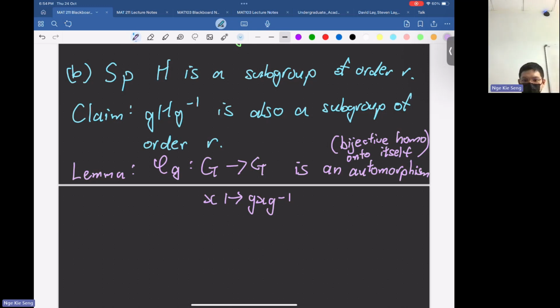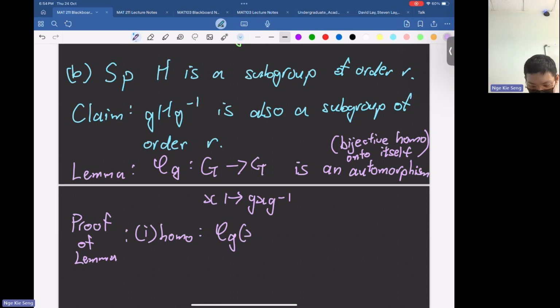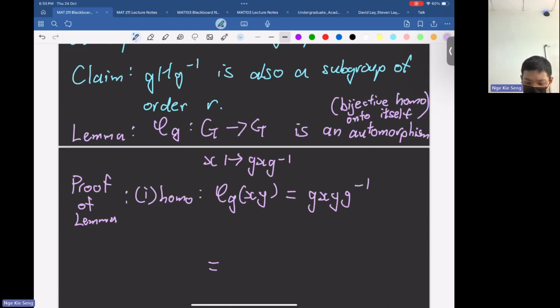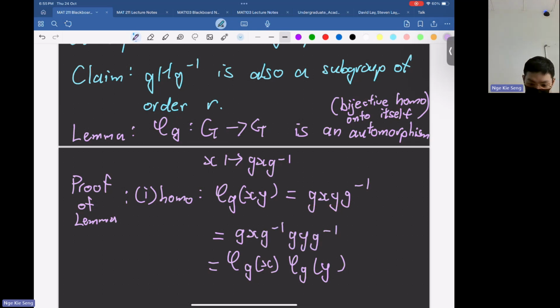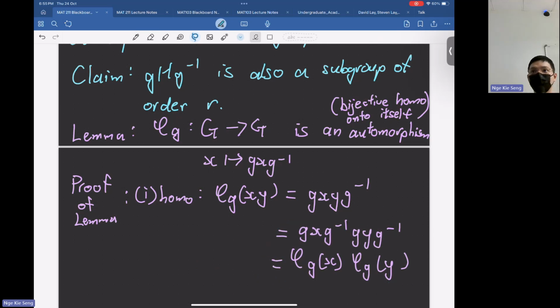Is the homomorphism easy to check? Keep it in your head. Let's check phi g of X Y. What is phi g of X Y here? It is g X Y g inverse. But remember, what's our goal here? We want to write it as phi g X times phi g Y. But what is phi g X times phi g Y? By definition, it is g X g inverse, g Y g inverse. So you just create an identity in between. So the homomorphism is okay.